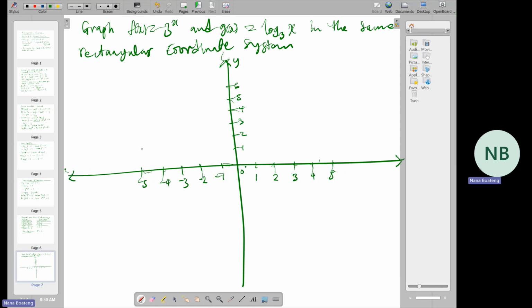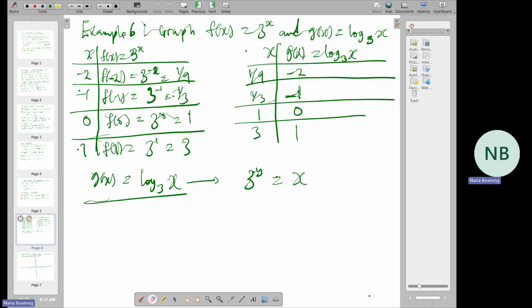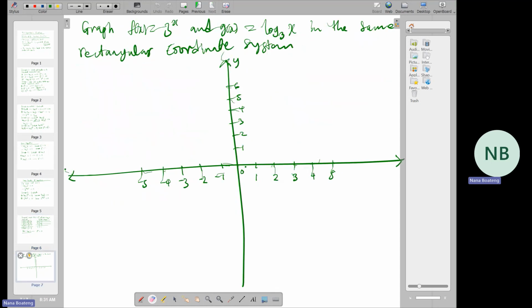And f of x is equal to 3 power x. Let's graph it first before we put it on. All right, so if we go back to the table of values, to graph f of x, when x is -2, y is 1/9. So if x is -2, y is 1/9, it's about this point.